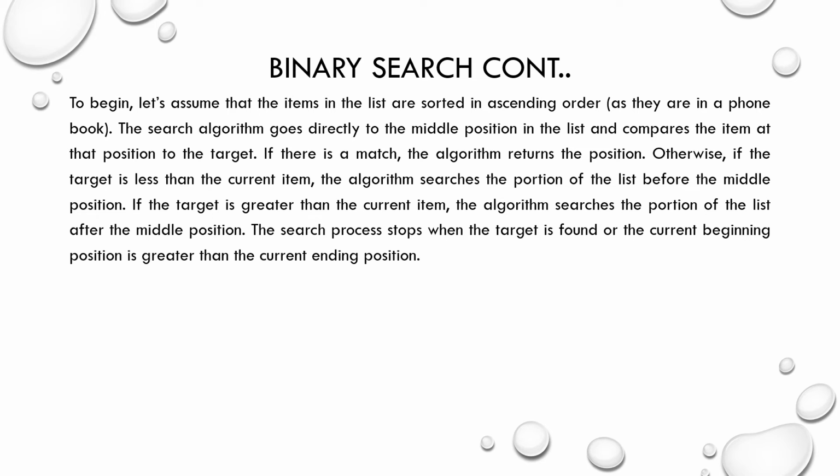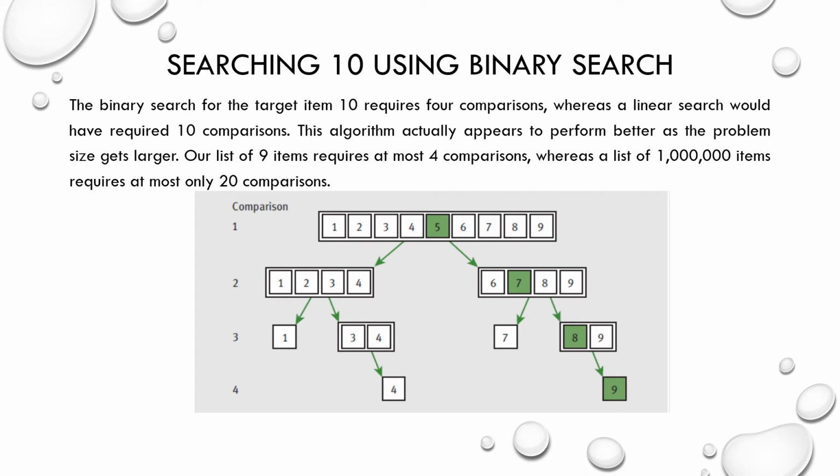The search process stops when the target is found or the current beginning position is greater than the current ending position. Okay, now see how it works. The binary search for the target item. Let's say this is a list of 9 items which is available, and we have to search for the item 10, whether it is present in this or not.